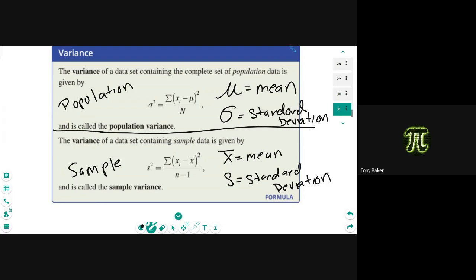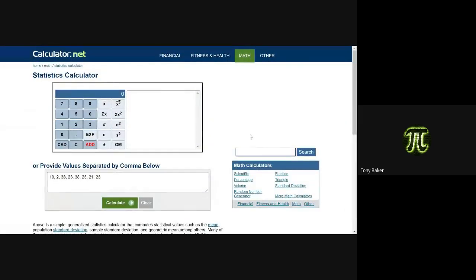So we're going to use, and I will put this up on my website. You can technically use any calculator you want online. If you search standard deviation calculator on Google, there's a bunch of them that come up. This just happens to be the first one and it works really well. So I use calculator.net.